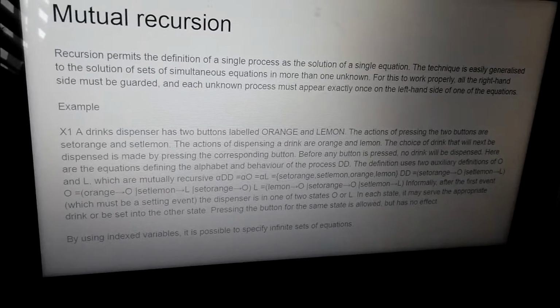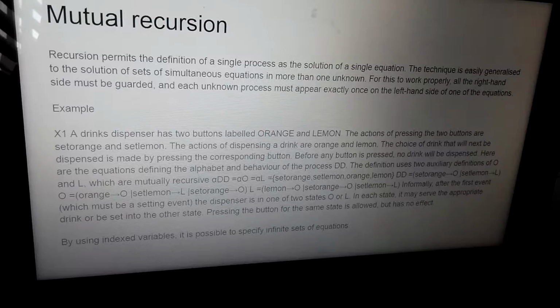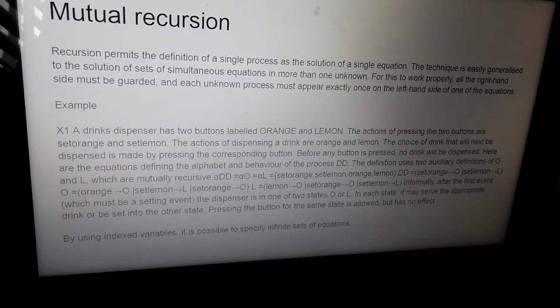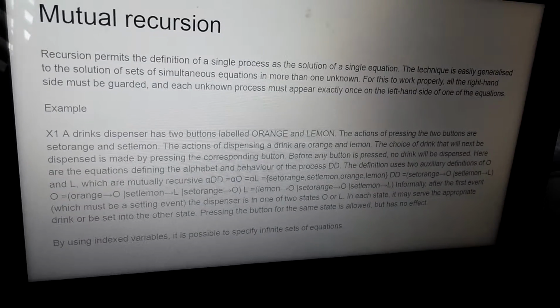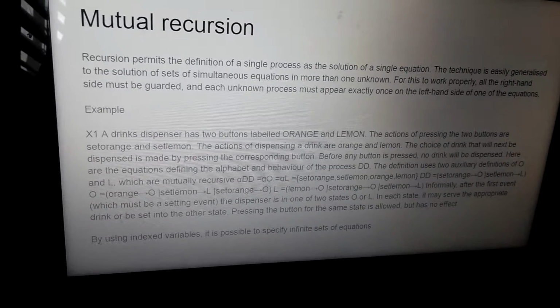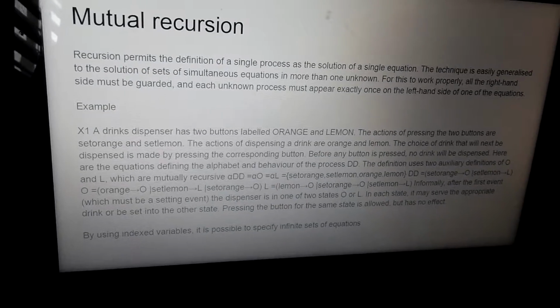Informally, after the first event, which must be a setting event, the dispenser is in one of the two states, O or L. In each state, it may serve the appropriate drink or be set into the other state. Pressing the button for the same state is allowed but has no effect.